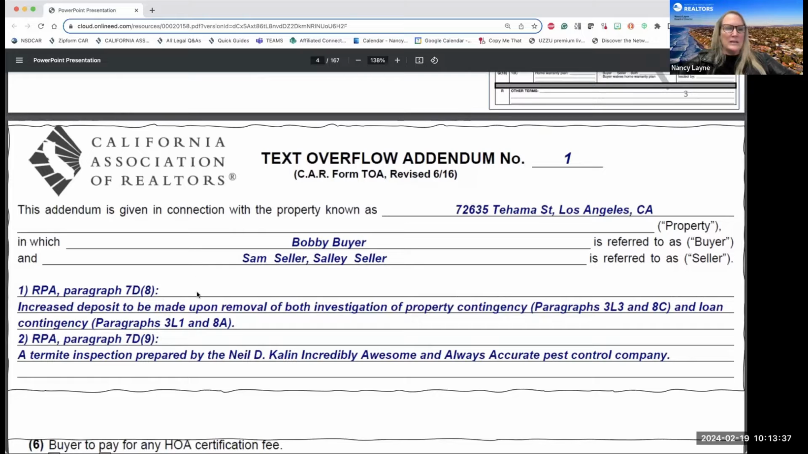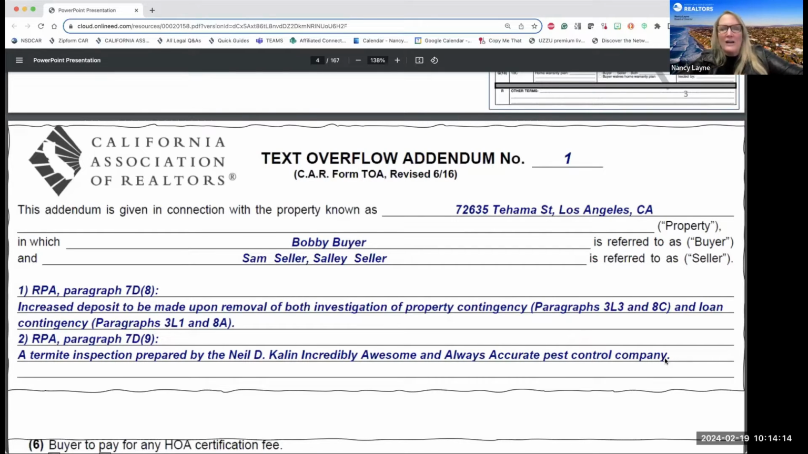So on this section, it talks about the deposit or the increased deposit. As I mentioned, that's one of the most common ones. The increased deposit made upon a removal of both investigation of property contingency and loan contingency. That's not going to fit in the contract box itself. It will automatically create the text overflow addendum. And in the RPA paragraph 7D9, a termite inspection prepared by the Neil D. Killen, incredibly awesome and always accurate pest control company. I love that Neil filled that out.